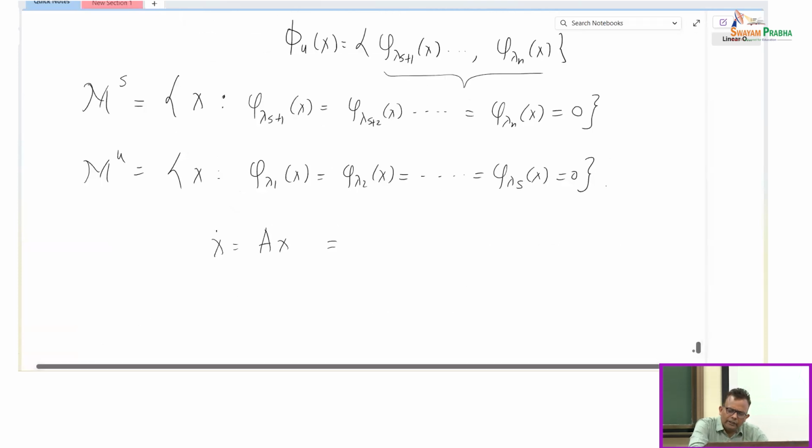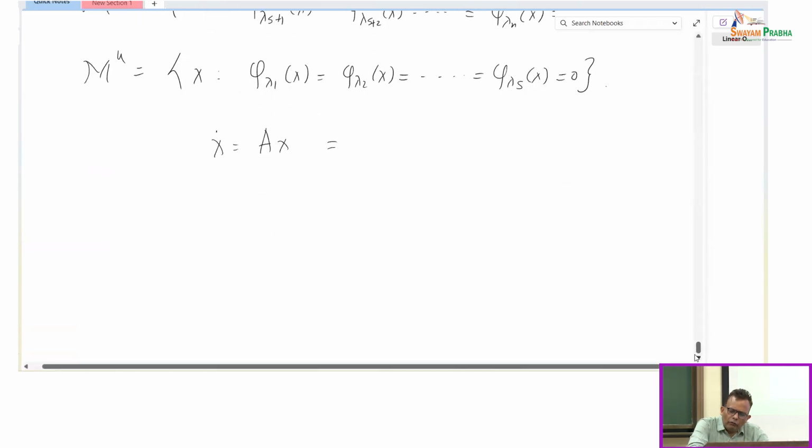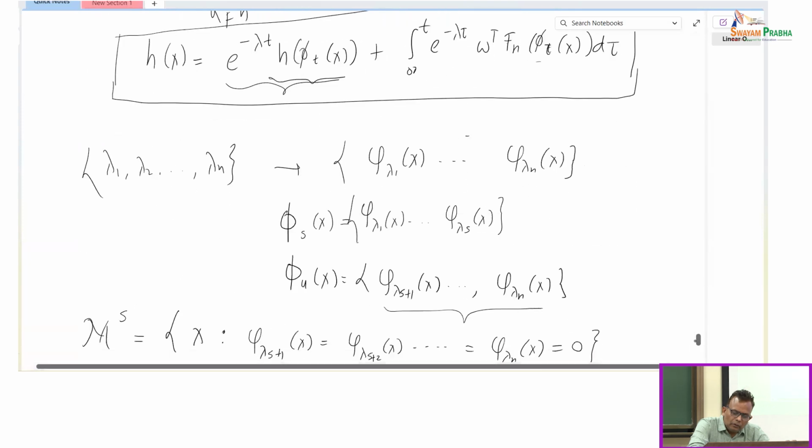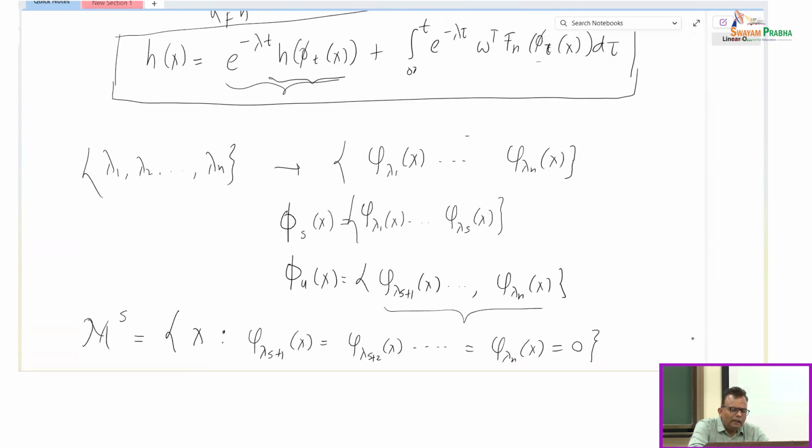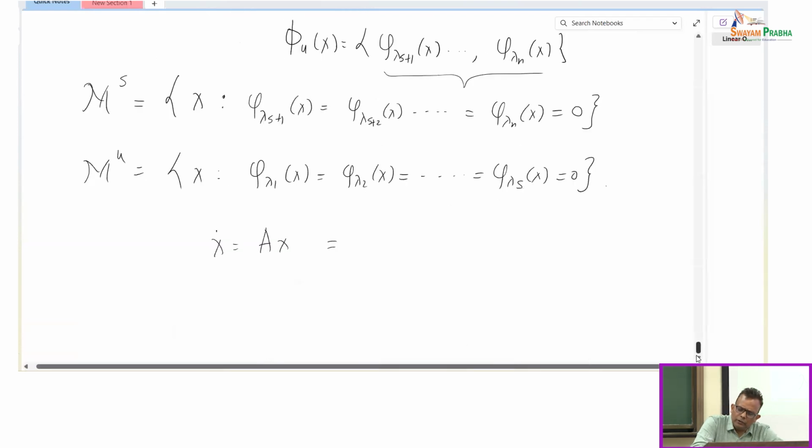In this notation, that will be phi of s. And one eigenvalue is in the right half plane, so there will be a corresponding eigenfunction, phi of u. Now you take these two eigenfunctions and look at the set of all points x where both of them are identically 0, and that set becomes your unstable manifold. Similarly for the stable one. So let's see if we can do this with a simple example.